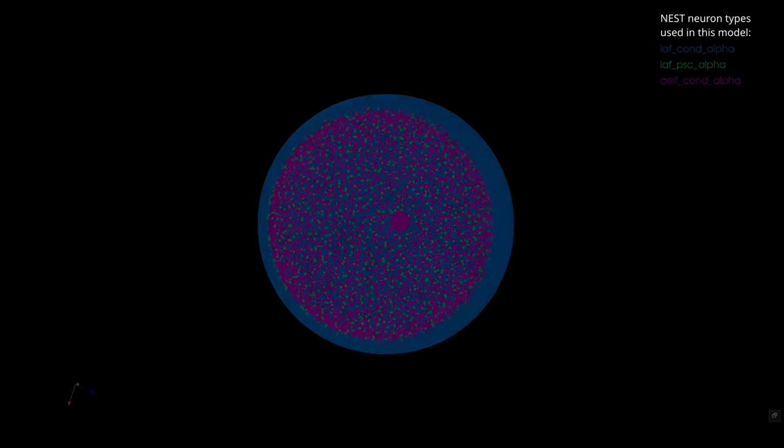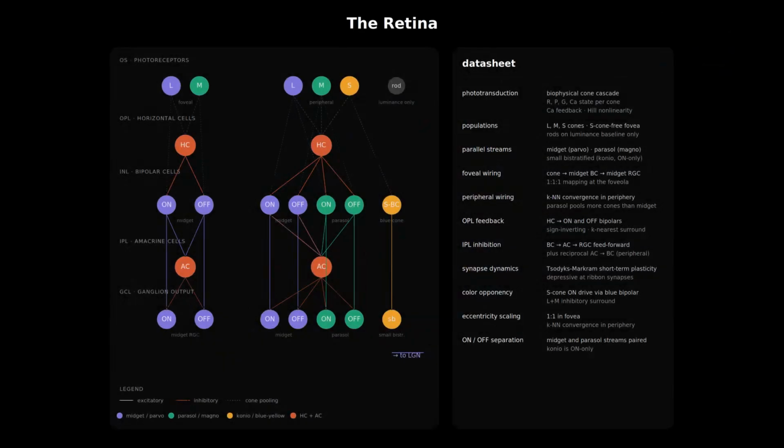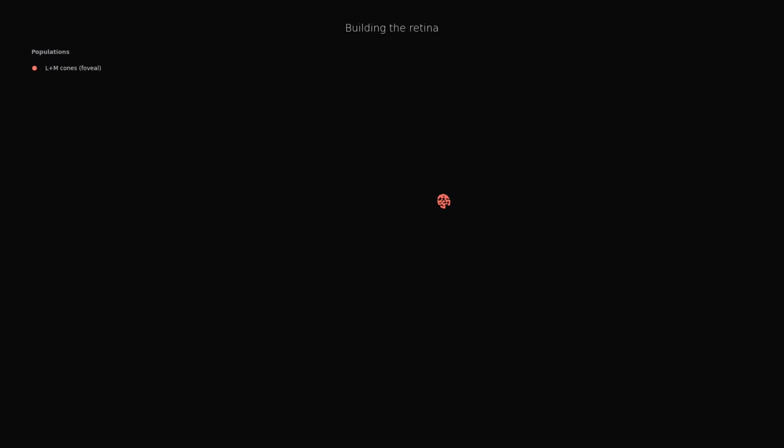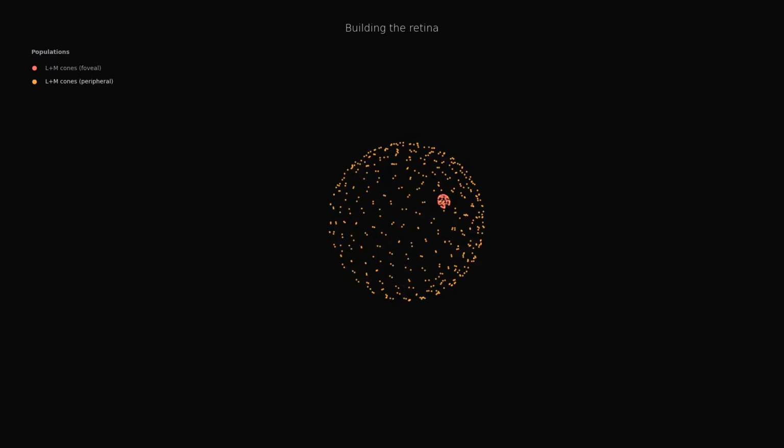The retina stacks into 5 classical layers. Photoreceptors at the top, then horizontal cells, then bipolars, then amacrines, and at the very bottom, the ganglion cells, the ones that send the signal out. Almost every layer is split into a foveal part and a peripheral part, and most of them are also split into on and off channels.